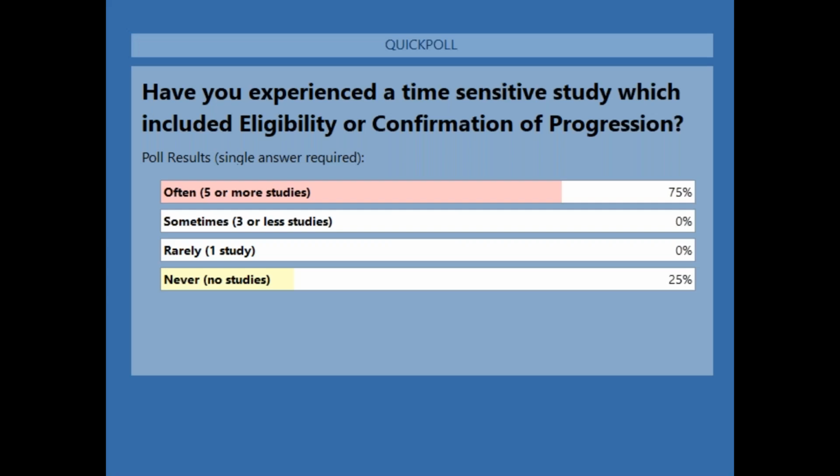Okay, so it looks like we got some responses. Thank you, everyone who participated. So it looks like the most popular answer is often, which is 5 or more studies, with the only other option chosen after that is never.